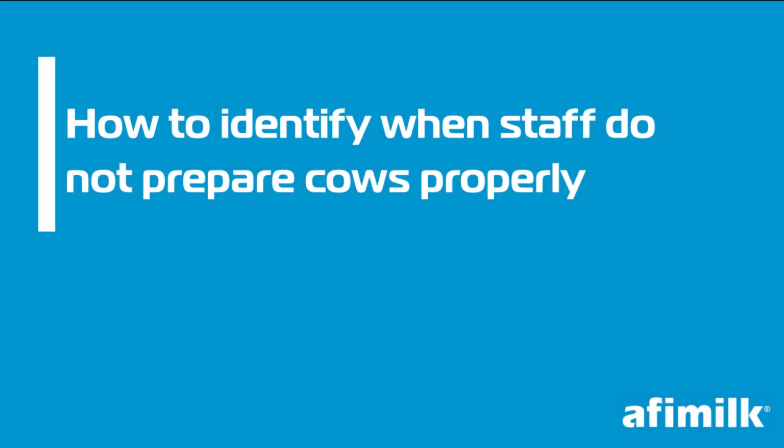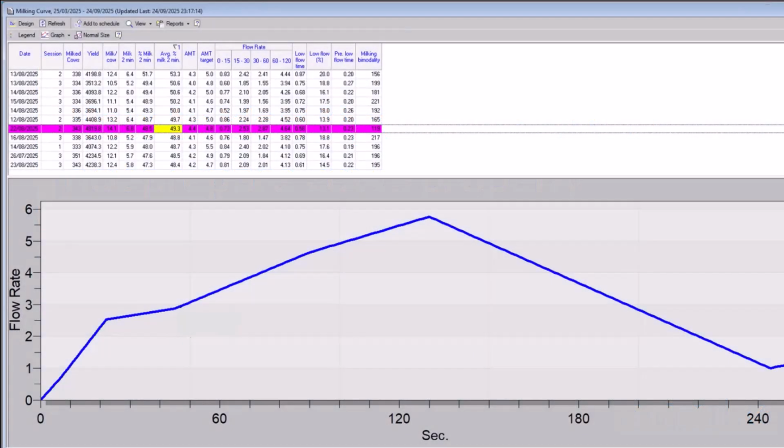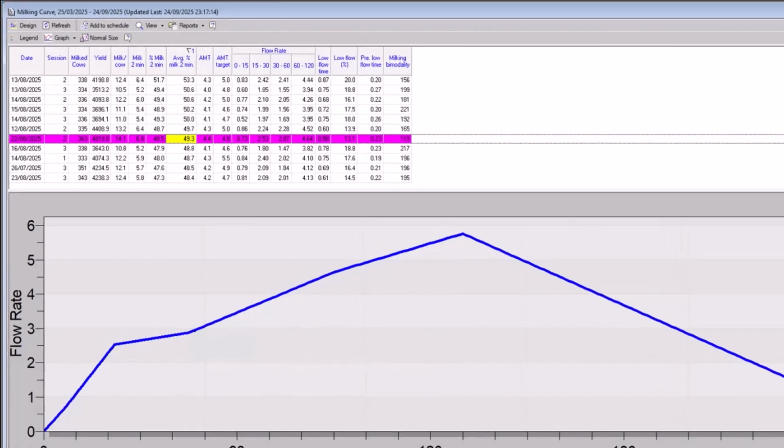The milk curve deviation report is a robust tool for monitoring cow preparation before milking. Let's first identify what our ideal data and graph look like.